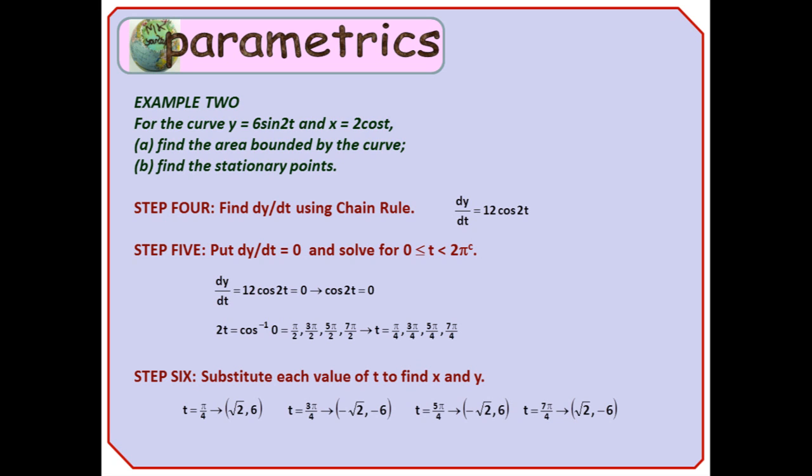Step 6. Substitute each value of t to find x and y, and we get 4 answers, as hopefully you'd expect from the sketch. So when t is pi over 4, we get root 2, 6, and then we also get minus root 2, 6, minus root 2, minus 6, and root 2, minus 6.